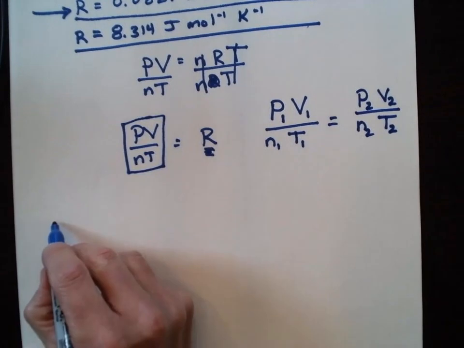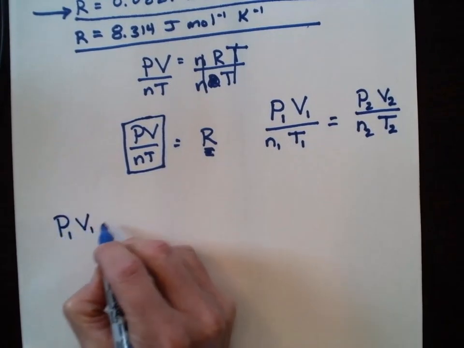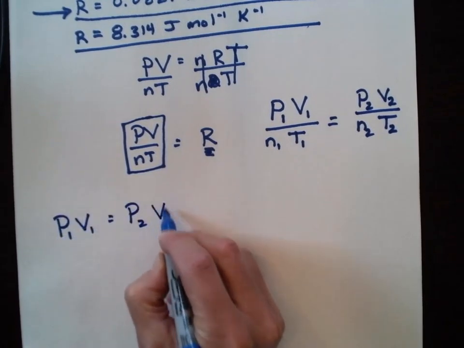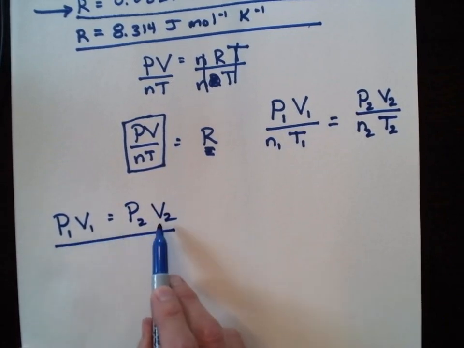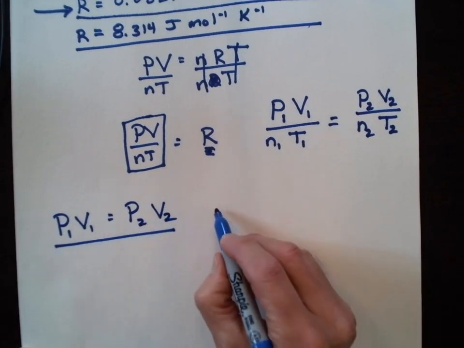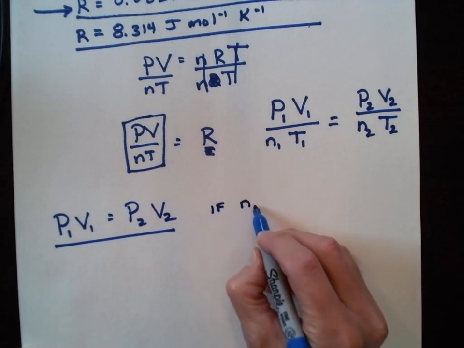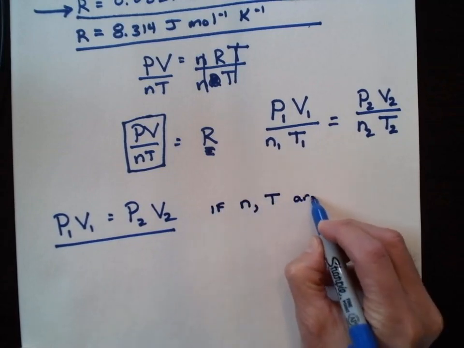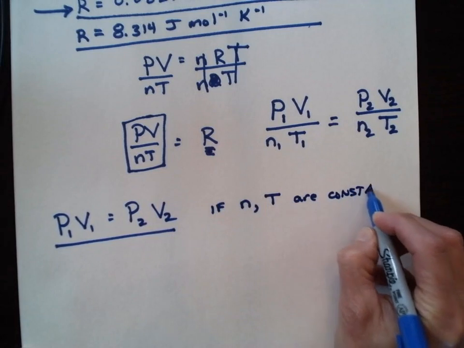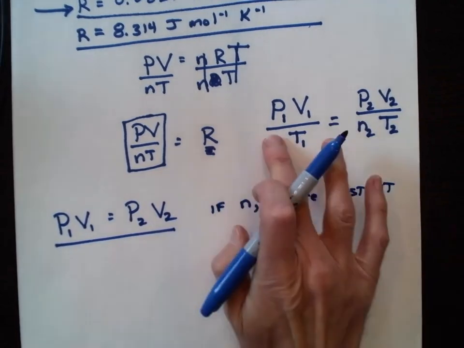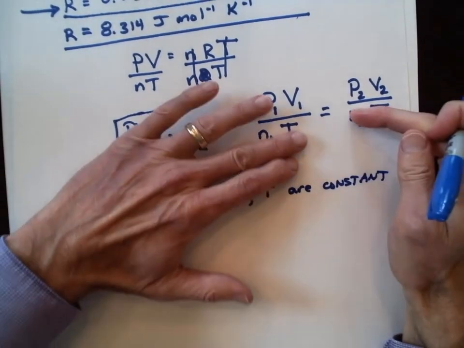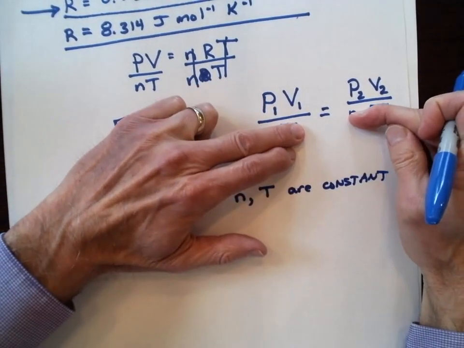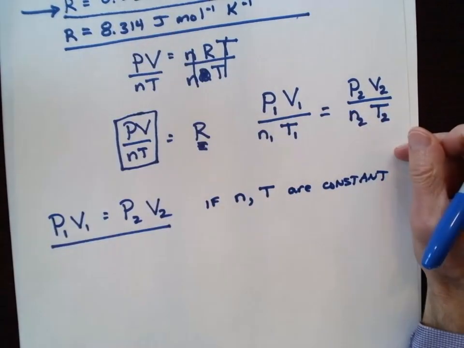For example, you might see this equation, P1 V1 equals P2 V2. This is the relationship between pressure and volume of gases under some initial and final condition, given moles and temperature are constant. In other words, if these aren't changing here, then of course we can just ignore this portion of the equation, and we get P1 V1 equals P2 V2.